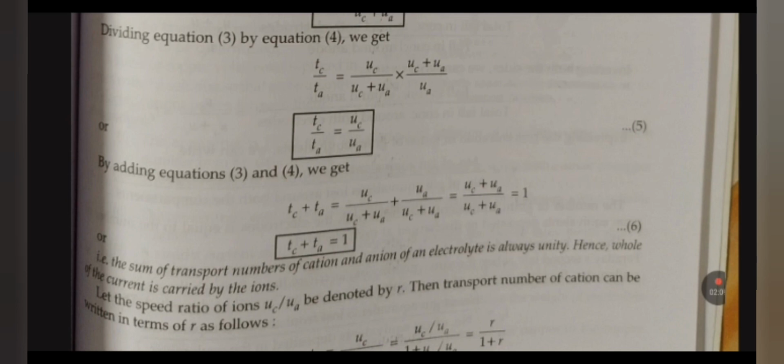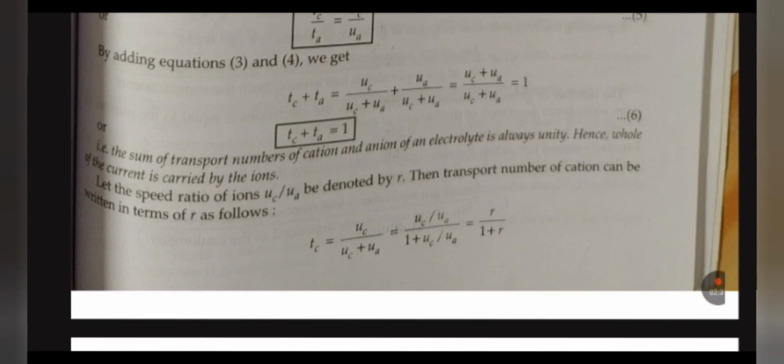That is, the sum of transport numbers of cation and anion of an electrolyte is always unity. Hence, the whole of the current is carried by the ions. Let the speed ratio of ions, UC by UA, be denoted by R. Then the transport number of cation can be written in terms of R as follows.